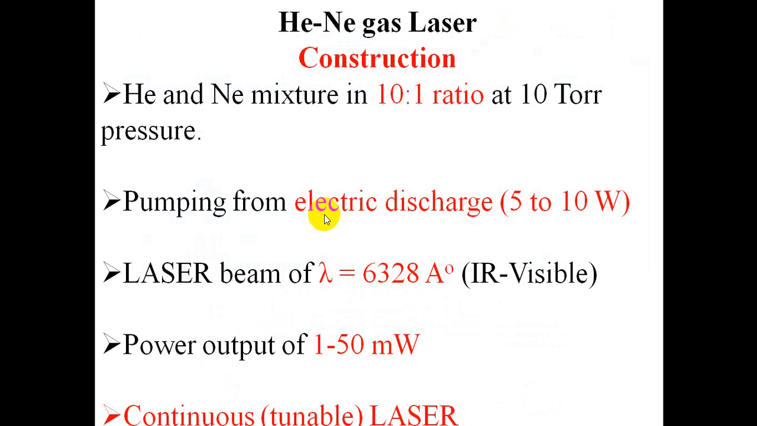Helium neon laser consumes about 5 to 10 watt power for electrical discharge and results in a 1 to 50 milliwatt laser beam of 6328 angstrom wavelength, which lies in the IR to visible range of the spectrum. Helium neon laser can emit a continuous beam of laser. The wavelength of such laser is tunable.